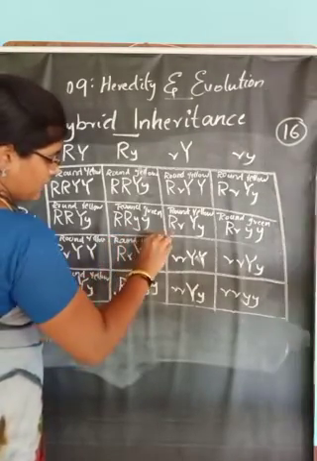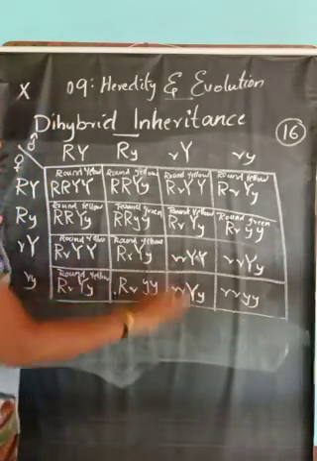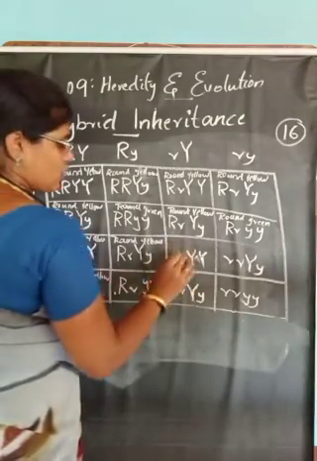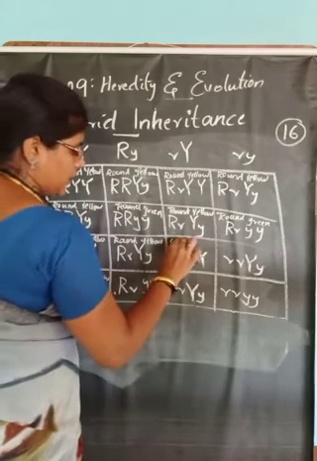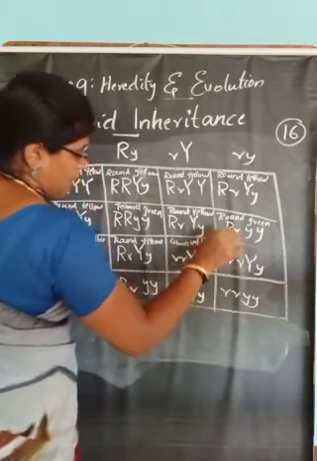Then this will be wrinkled yellow. Why? Because there is no single factor of the round shape, so it will be wrinkled yellow. Then this is also wrinkled yellow.